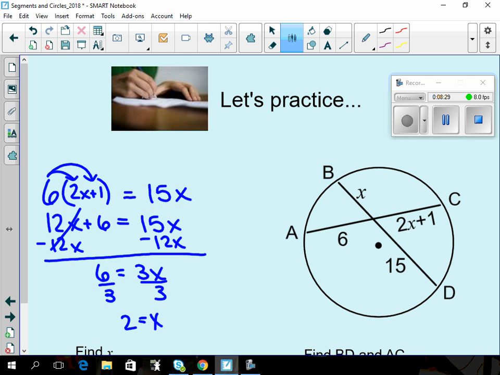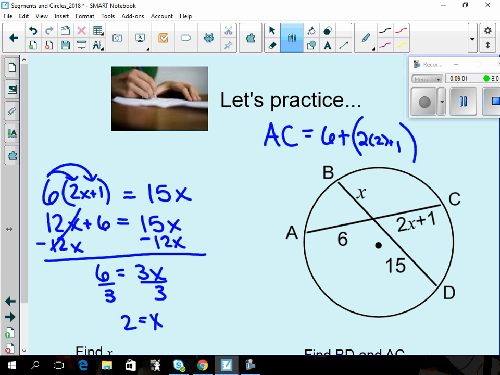If I asked you to find the length of AC, what would I do with that x? Well, I'd plug 2 in. Let's find the length of AC. The answer's not 5. No, it's 11. How'd you get that, Q-say? So I know it's 6 plus whatever, and then I have to plug the 2 in, don't I? So it's 2 times 2 plus 1. Oops, 1. It ends up to be 11. Good. Very good. All right, no problem.